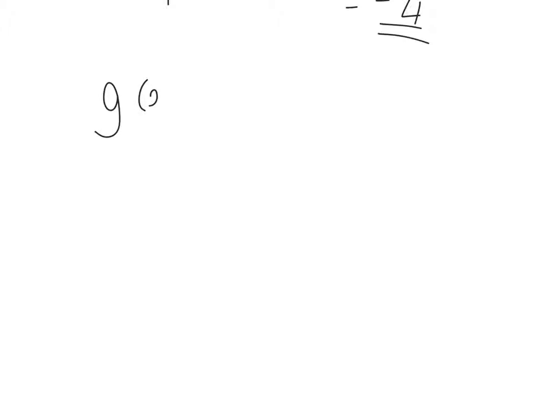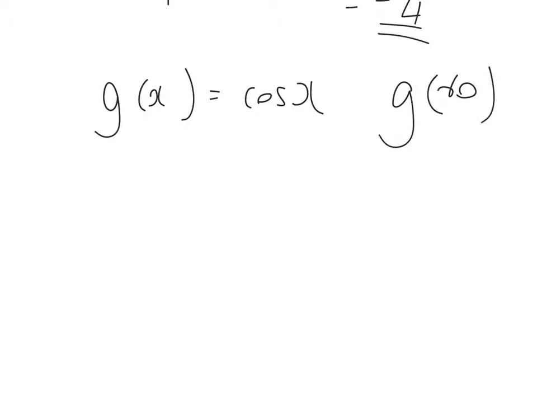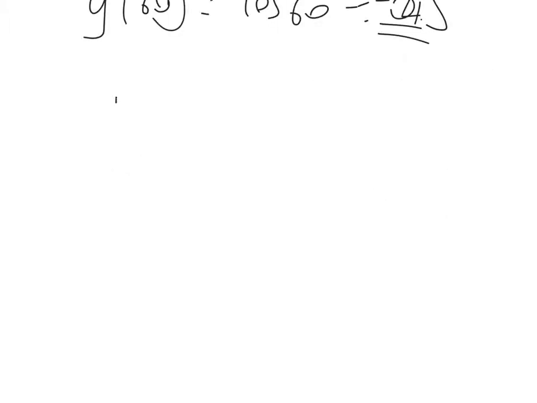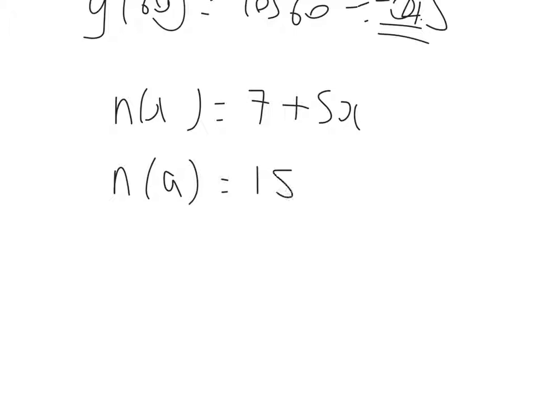Next one, g of x equals cos of x, and we're looking for g of 60. So whatever's in the bracket, I'm taking cos of whatever's inside the bracket, cos of 60, and that is 0.5. n of x equals 7 plus 5x. Question then says n of a equals 15 and find a.